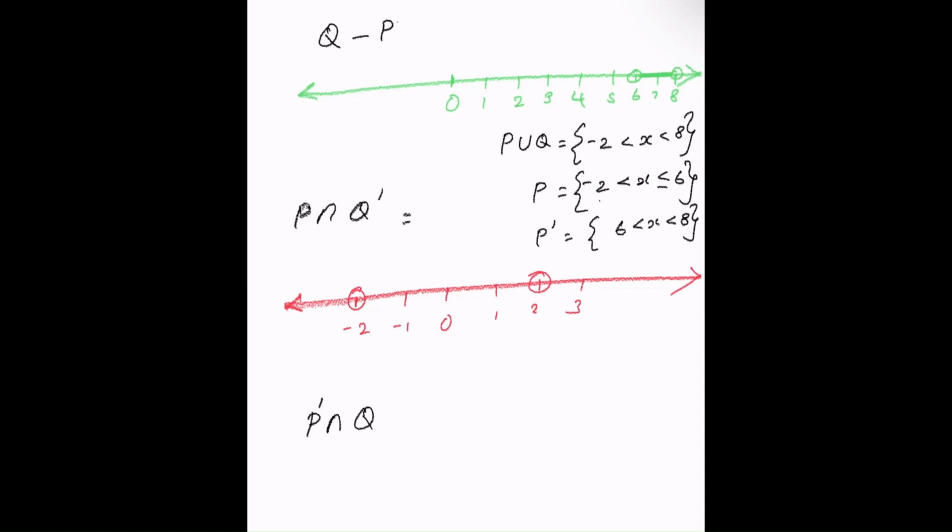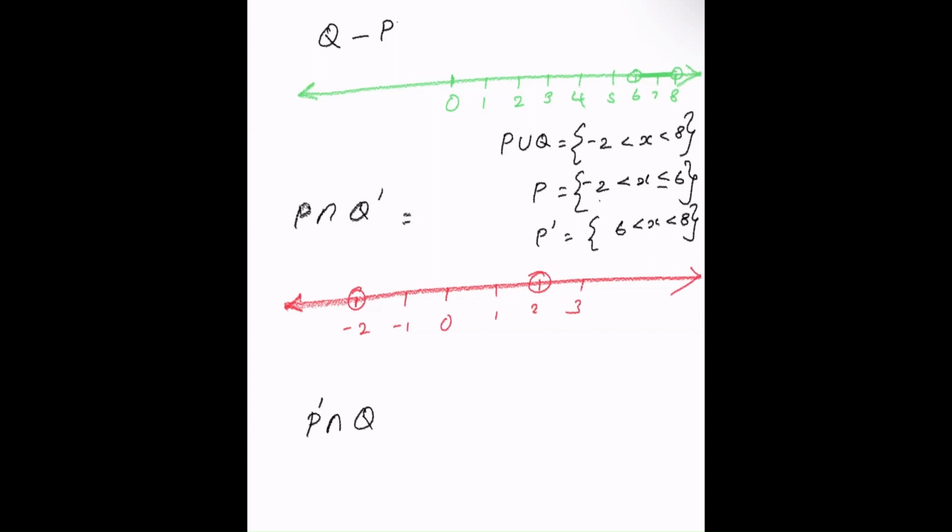I am not writing in proper set builder form. This is like a rough work I'm writing. I just want you guys to get an idea about what I'm doing here. P union Q is our universal set. P is given as -2 less than x less than or equal to 6.